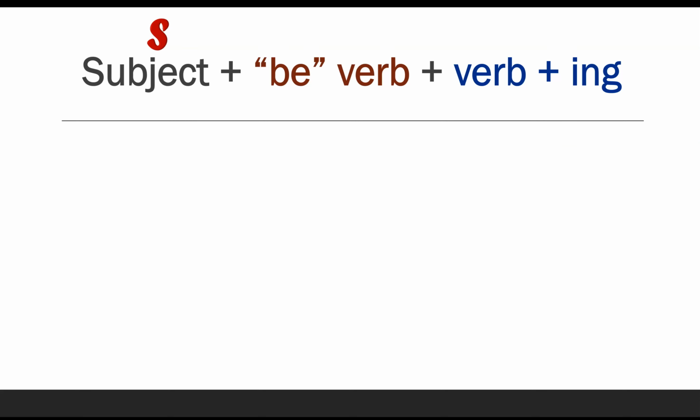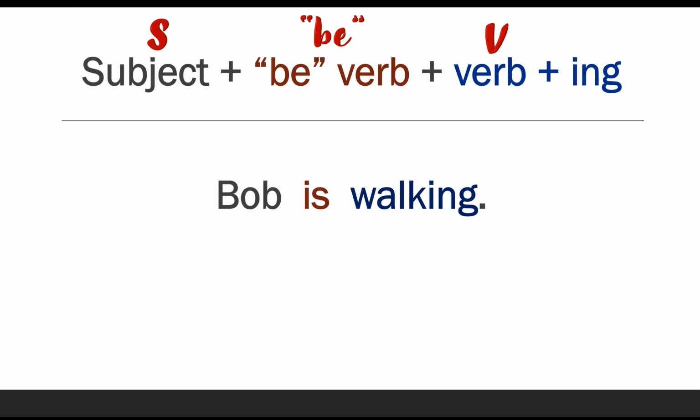Okay, and sometimes we use the letters S for subject, B to remind us of the be, and V for the verb with ing. So here's a sentence, very short. Bob is walking. Okay, so that one's correct. We have a subject, Bob, that's the person. The be verb in present is, and the verb walking. It's a verb plus ing.